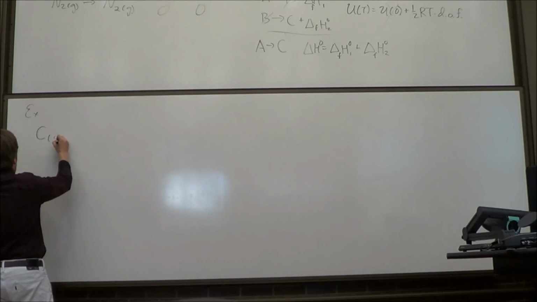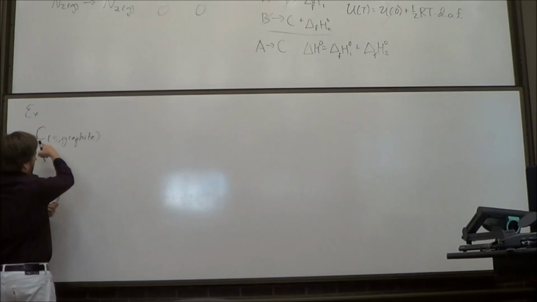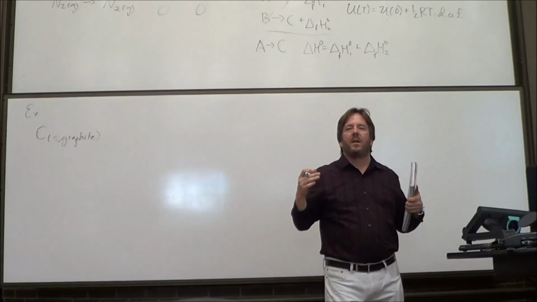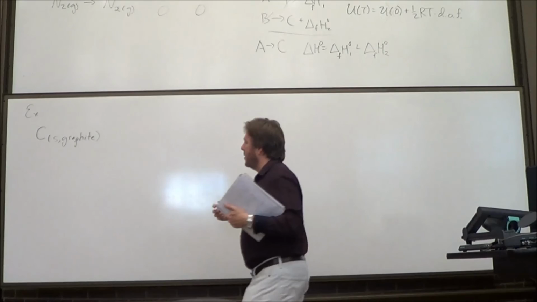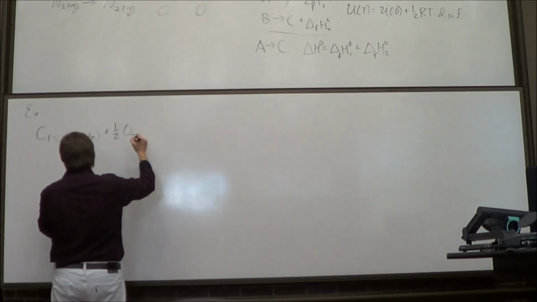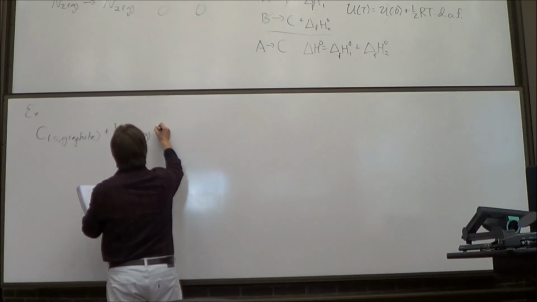So I better start with carbon. Carbon is a solid in graphitic form in its standard state. In other words, what's the most stable form of carbon at STP? Well, it's graphite. So there you go. And let's add oxygen. There's a fractional stoichiometry again, which is not a big deal. You're not really dealing with half an O2 or just an O atom. You're dealing with half a mole.